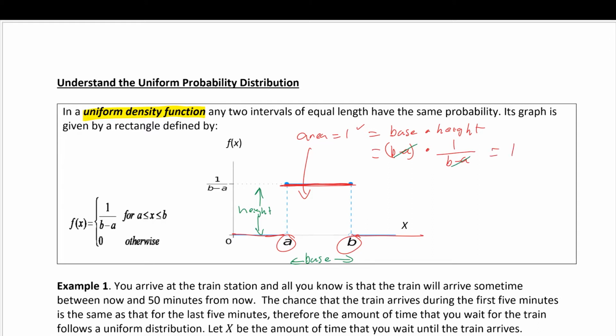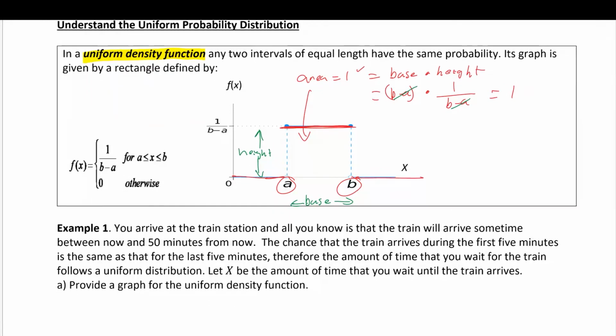Okay. Now, that looks a little abstract if you're not really comfortable with all those letters. Let's actually do an example to illustrate what I'm talking about here. Example 1, you arrive at a train station and all you know is that the train will arrive sometime between now and 50 minutes from now. The chance that the train arrives during the first 5 minutes is the same as for the last 5 minutes. Therefore, the amount of time that you wait for the train follows a uniform distribution.